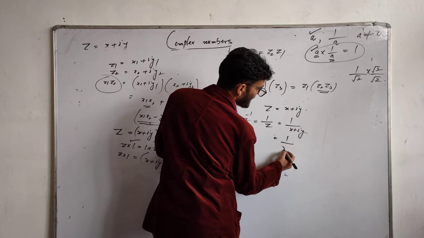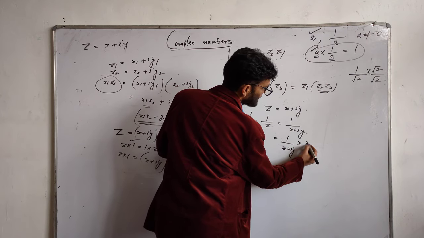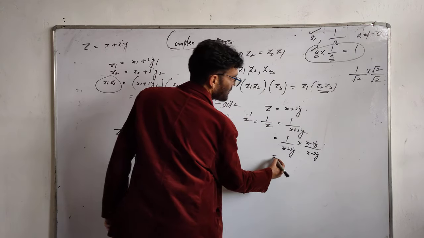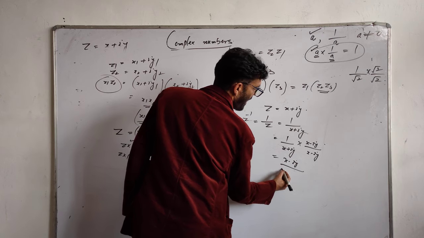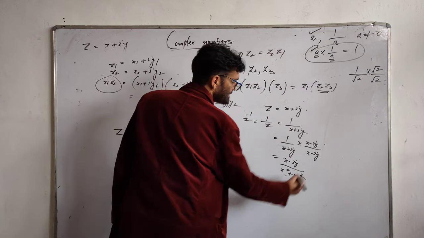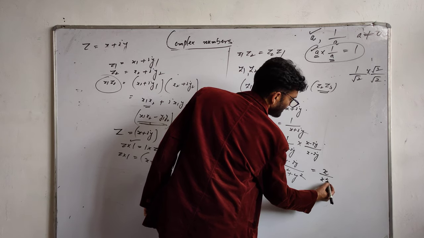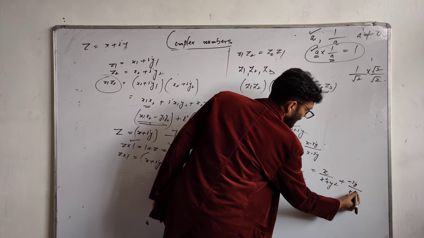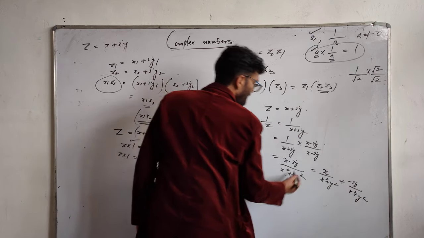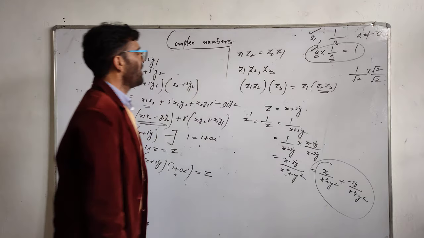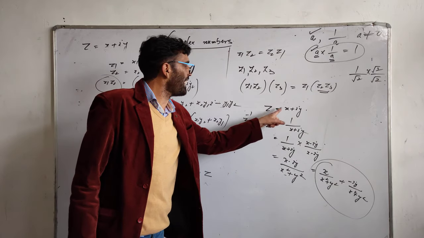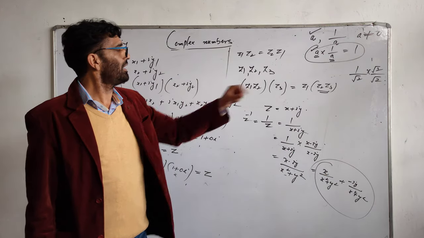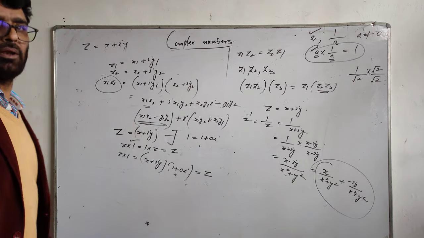We will multiply 1 over x plus iota y by x minus iota y divided by x minus iota y. It is equal to x minus iota y divided by x square plus y square. It is equal to x divided by x square plus y square minus iota y divided by x square plus y square. And this is the multiplicative inverse of this. That means if you multiply x plus iota y with this number, you will get once again 1, which is equal to 1 plus 0 iota. Are you getting it properly?